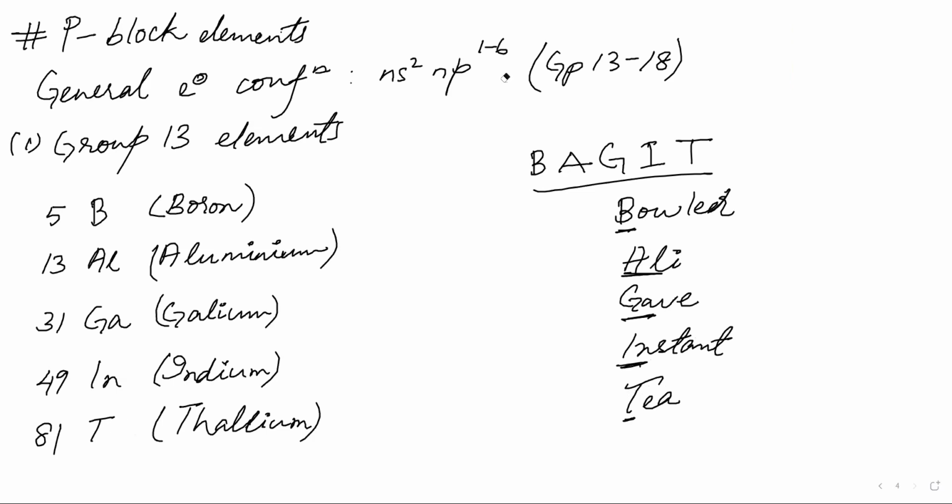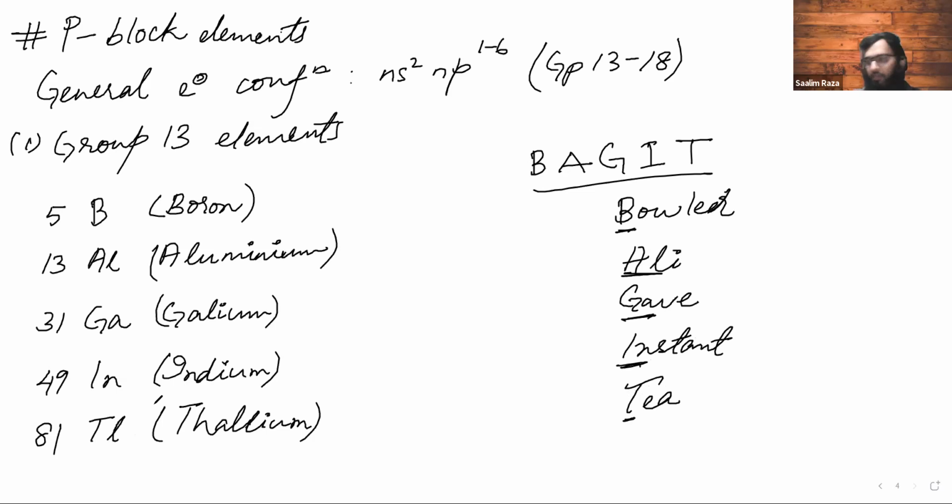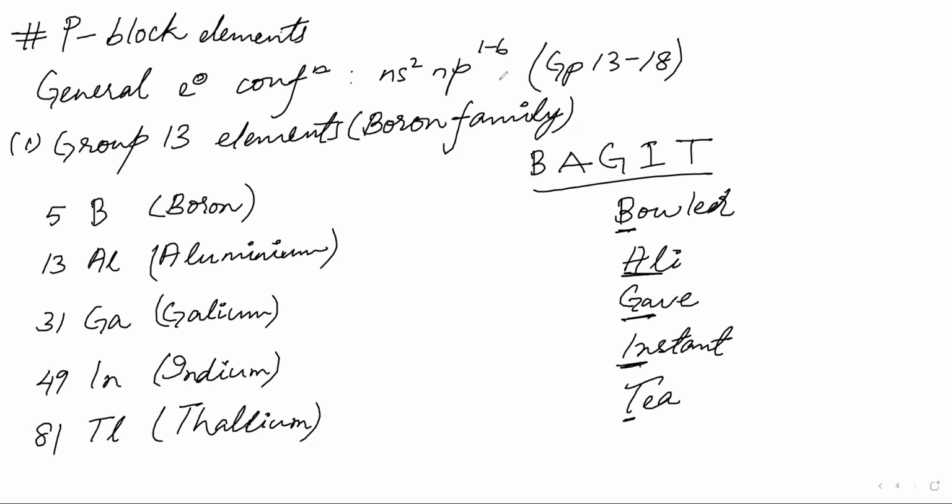Did you note this down? Yes, sir. This is thallium, Tl. We also call this the boron family. Done, sir. Great. So you wrote this. How do we have to remember it? The mnemonic. You wrote it, right? Yes, sir.